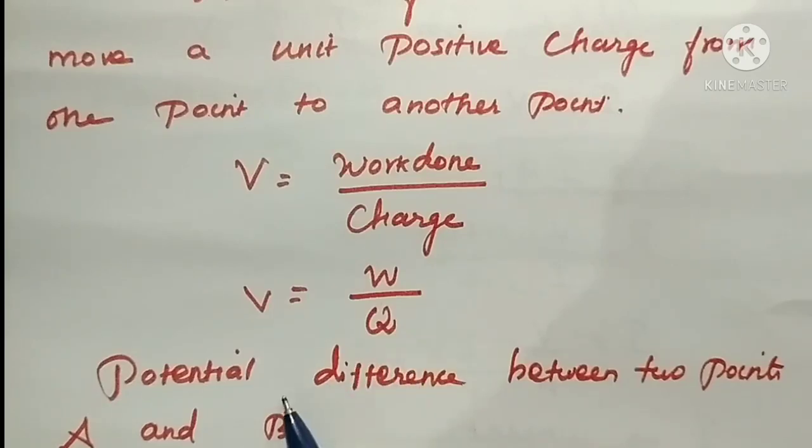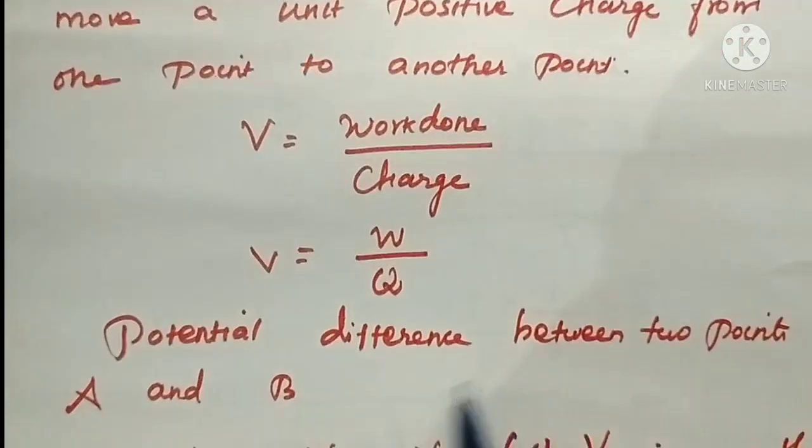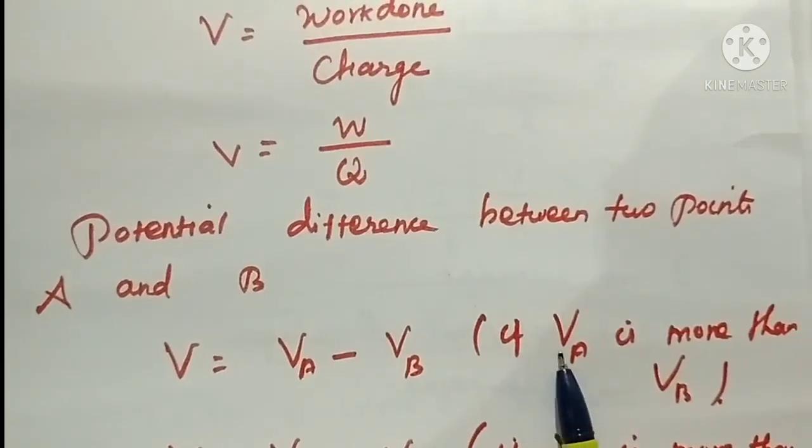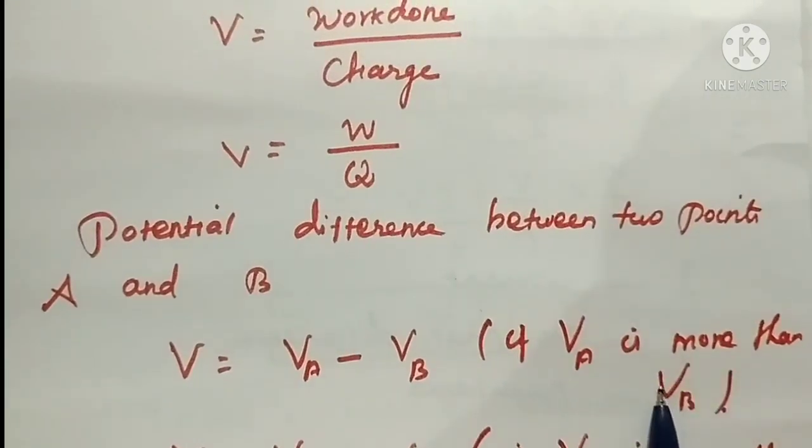Now, the potential difference between two points, represented as A and B. Suppose we are going to discuss the potential difference between the two points A and B. The formula is V is equal to VA minus VB. That means the potential at point A minus the potential at point B. Here is the condition: if VA is more than VB, that means the potential at point A is higher than at point B, so we take VA minus VB.